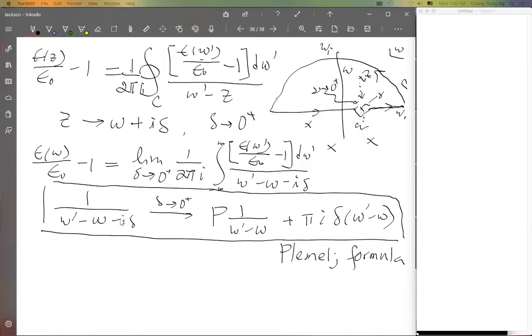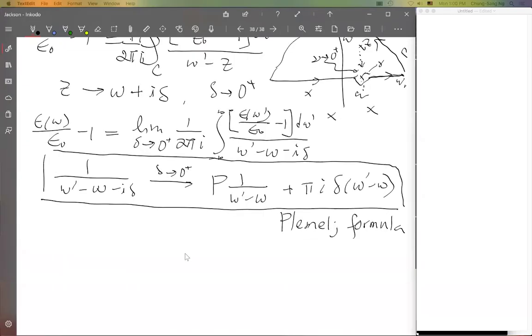Okay, does it make sense? This relation? If you haven't seen that before, you just need to accept my word that this is true. So this is one of the mathematical relations that you can use. All right.